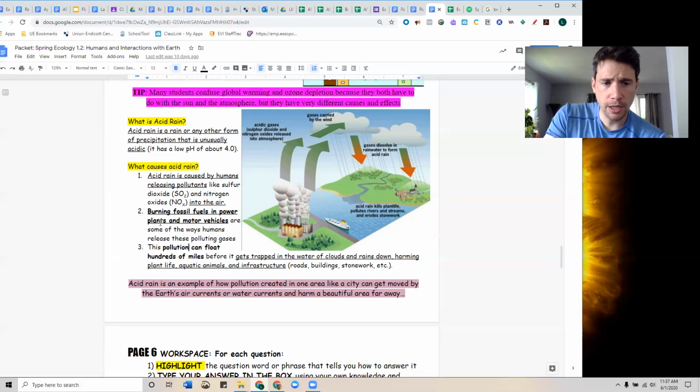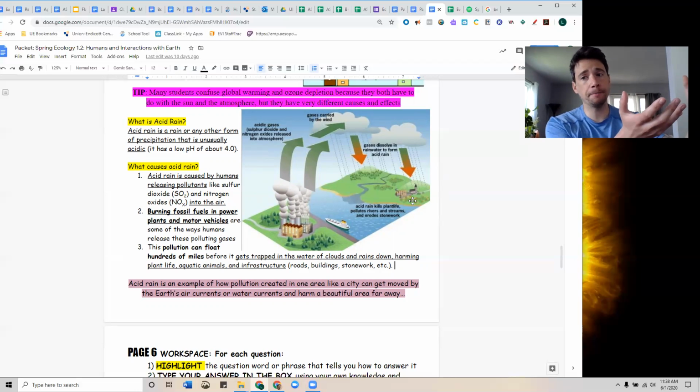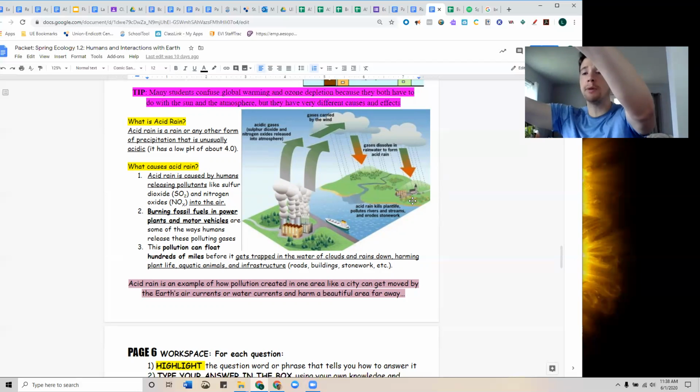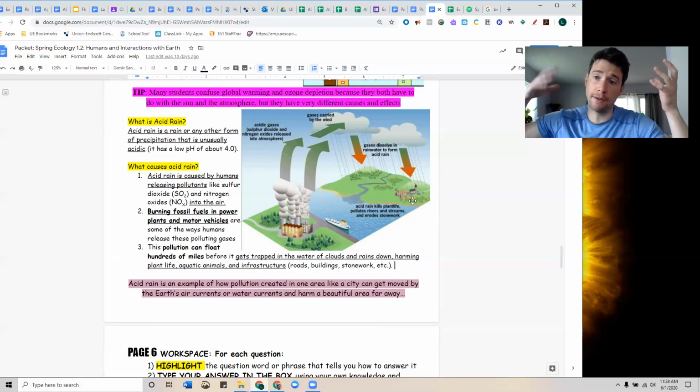So what causes acid rain? Number 3, this pollution can float for hundreds of miles before it gets trapped in the water of clouds and rains down. And so that's pretty scary too. Check out the image. You have pollution over here that happens, and then the wind carries it, and so it goes down on this nice farmland area. You could have pollution from a city that gets into the air and then floats for hundreds of miles and goes to a whole other country and then rains down acid on that country.